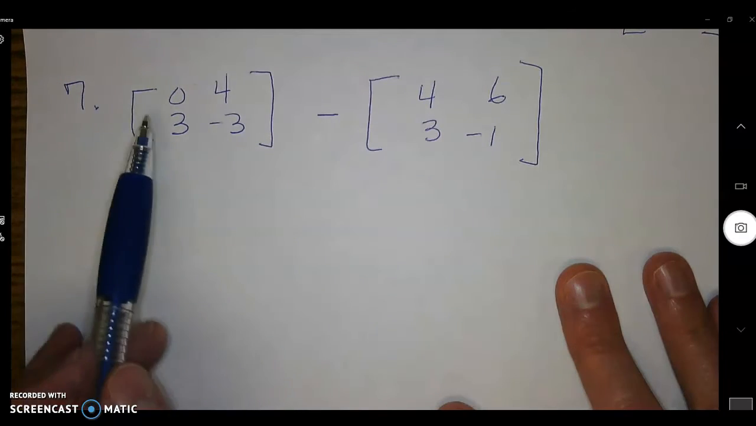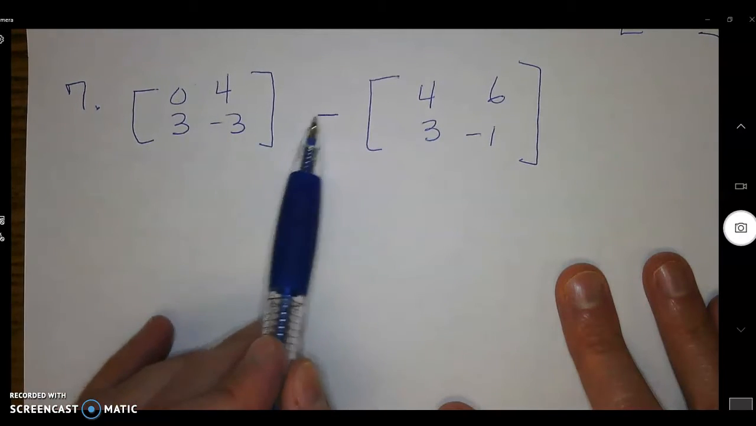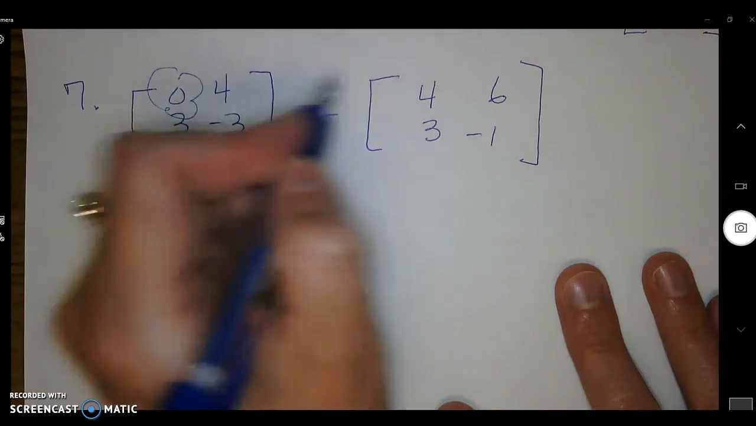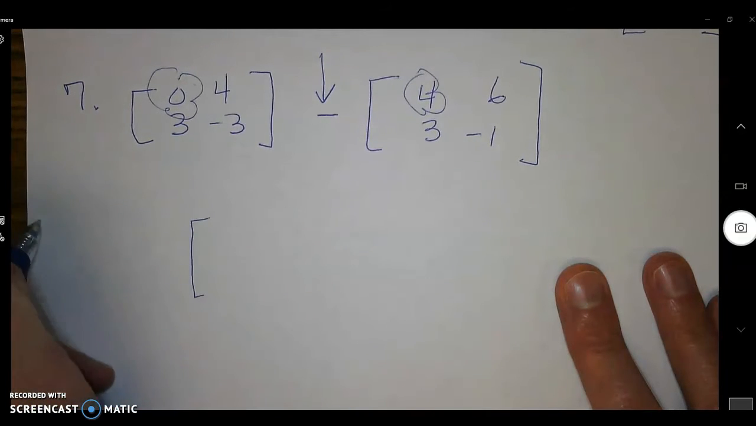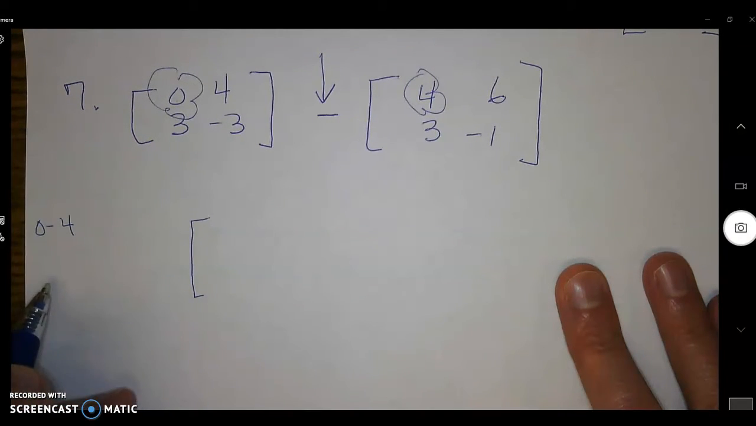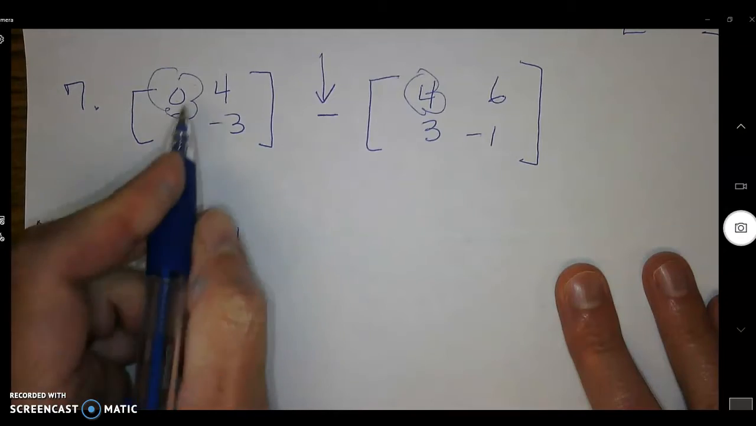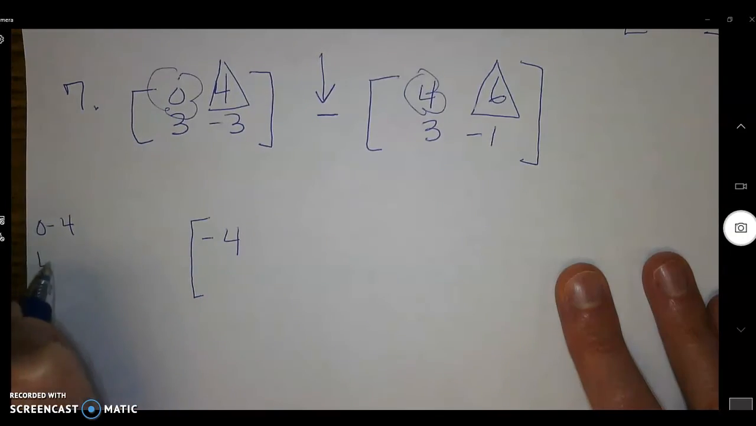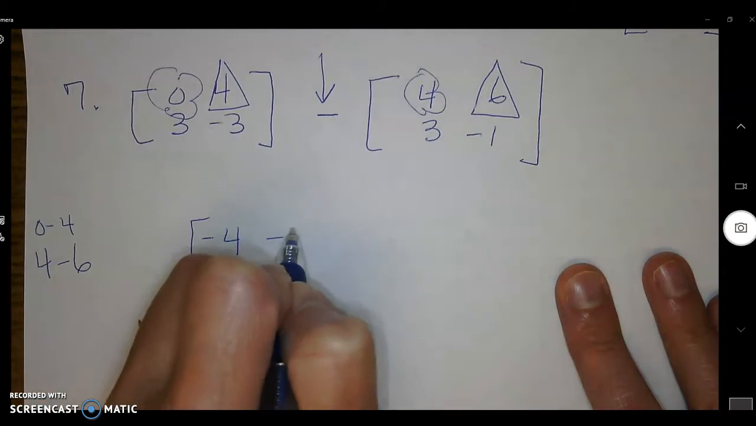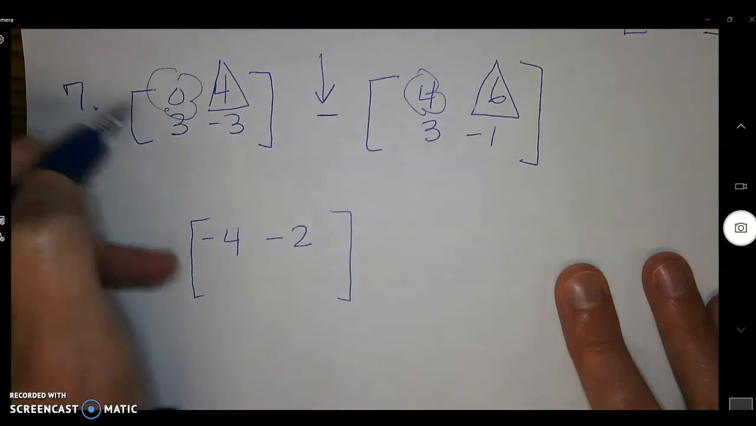So it works. So 0 minus 4. Top left here, top left here, watch that minus. 0 minus 4, I'm just going to write on the side for those that like it visually, is a negative 4. Now I'm going to do top right, 4 minus 6, negative 2, top right.